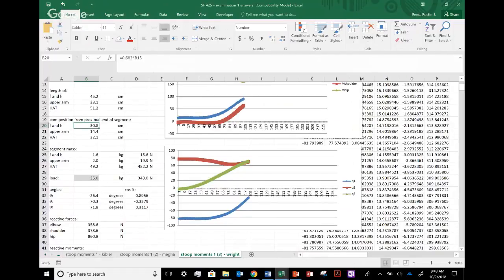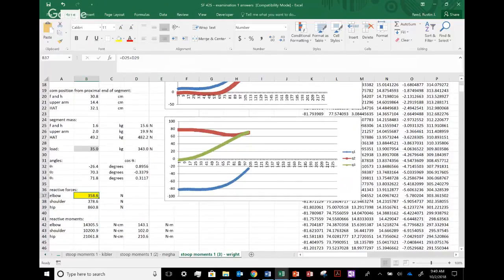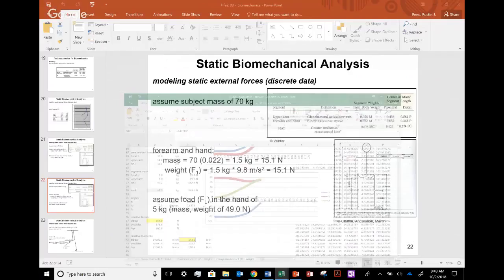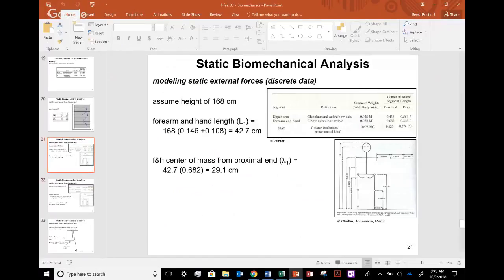So, I'm just checking myself here, and I highlighted it on the other one, I think, but we're right. We got it. So 358.6 is the reactive force. Now we need to do the reactive moment. A little bit more involved, but still doable. So now we do care about this. We care about the distance of the center of mass from that fulcrum.